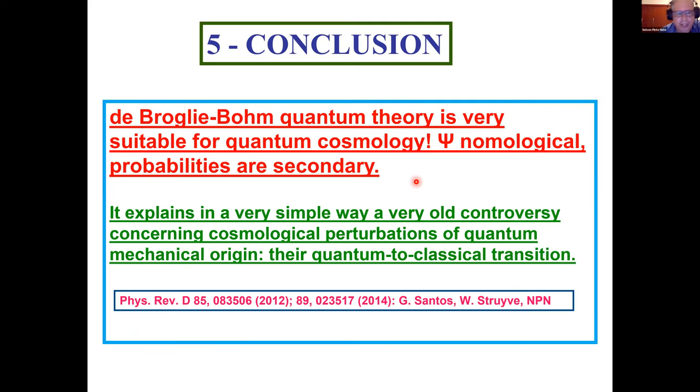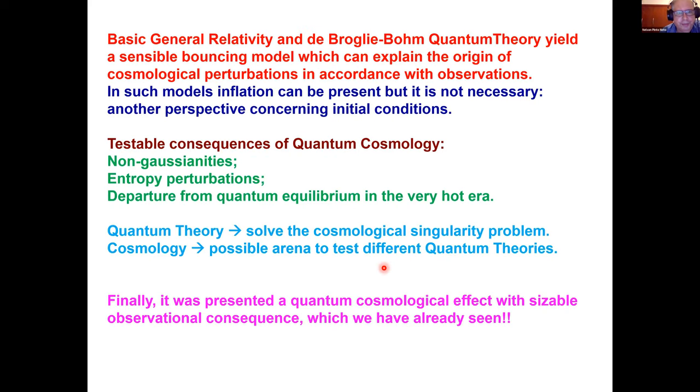So let me end, okay? What I tried to show you is that the de Broglie-Bohm quantum theory is very suitable for quantum cosmology. It gives rise to an interpretation in which psi is nomological and probabilities are secondary. They come in subsystems by using this conditional wave function. It explains in a very simple way a very old controversy concerning cosmological perturbations of quantum mechanical origin, which comes in the quantum-to-classical transition. So we have shown that bouncing cosmology and the de Broglie-Bohm quantum theory yield a sensible bouncing model, which can explain the origin of cosmological perturbations in accordance with observations. And in such models, inflation can be present, but it's not necessary.